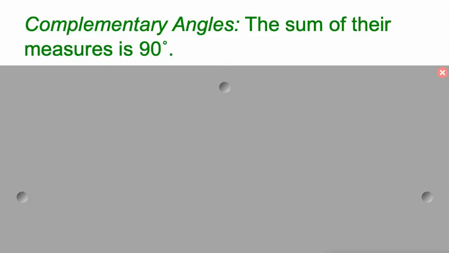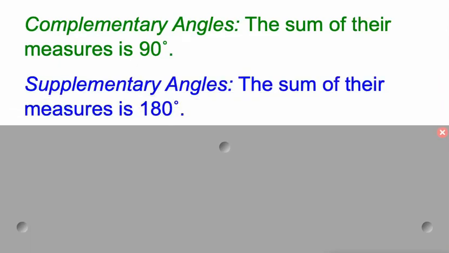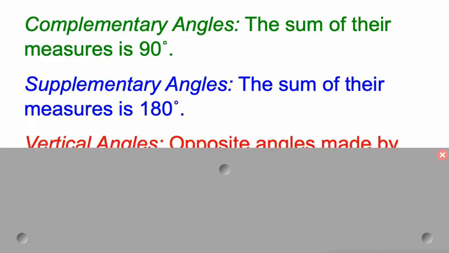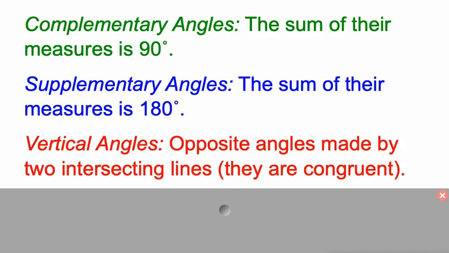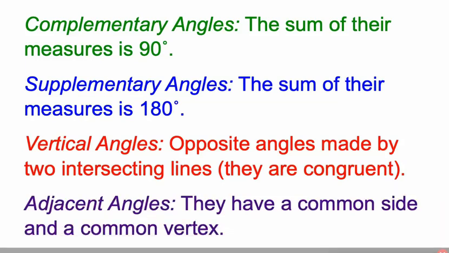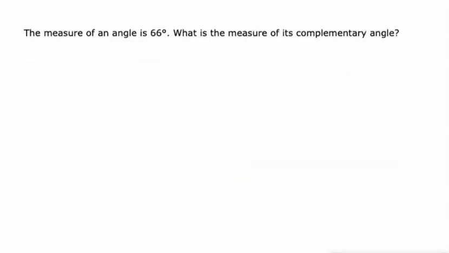Complementary angles means that their sum is 90 degrees. Supplementary means their sum is 180 degrees. Vertical angles are opposite angles made by two intersecting lines, and we always know that they will be congruent or equivalent to each other. Their measures will be. And adjacent angles, they have a common side and a common vertex. So we'll try and use that vocabulary here as we solve these problems.